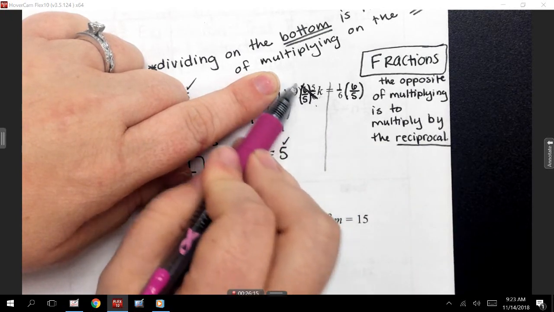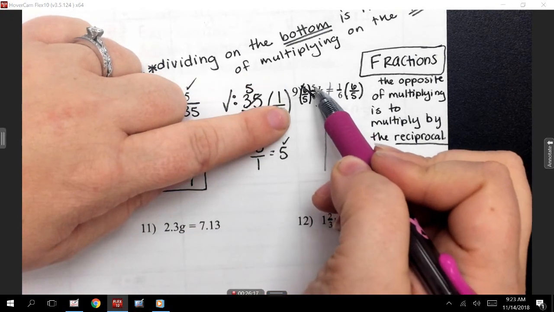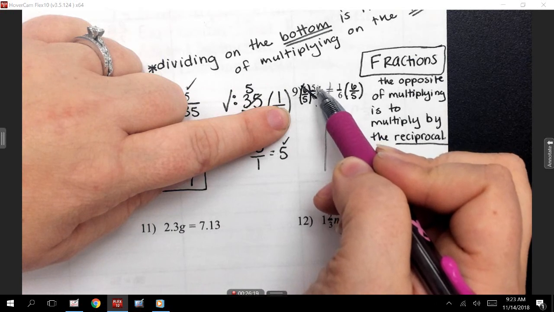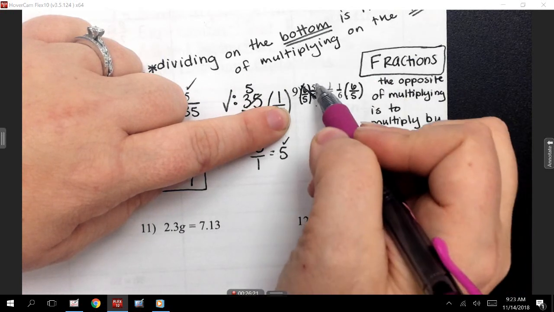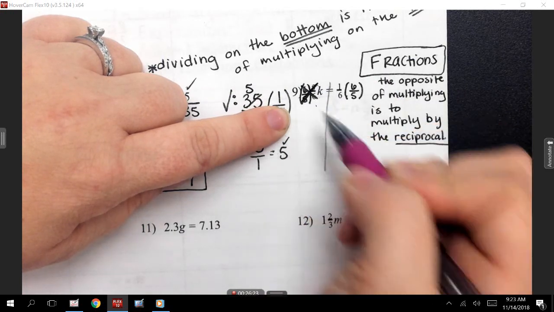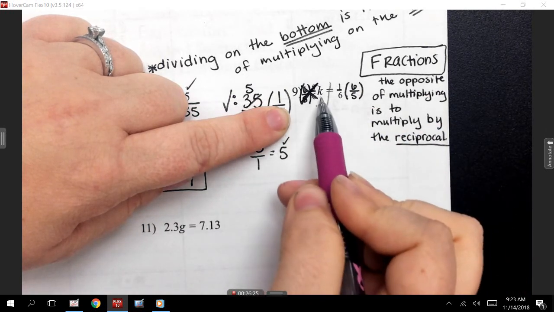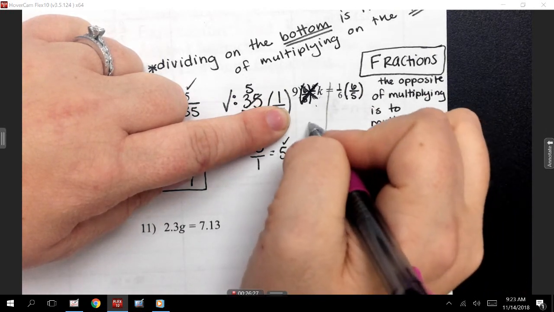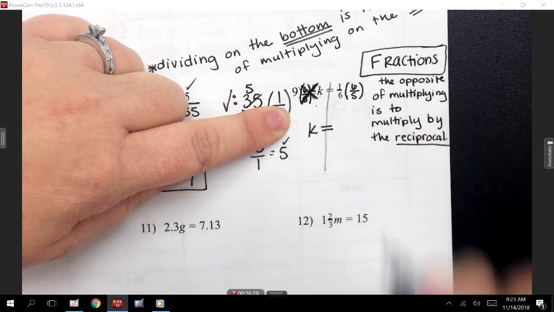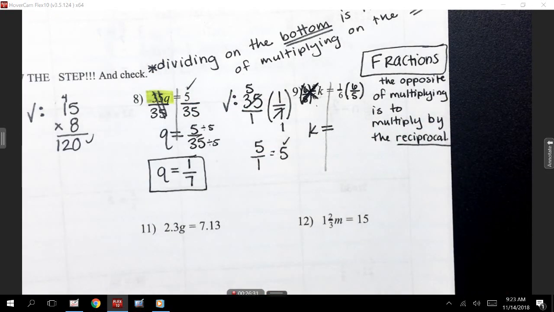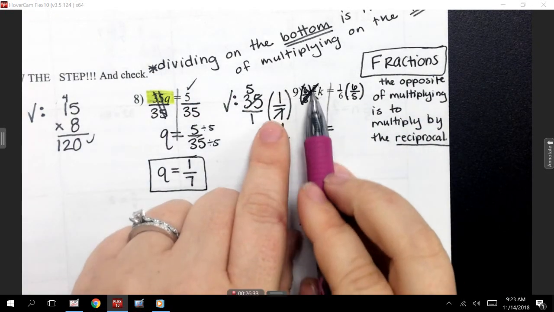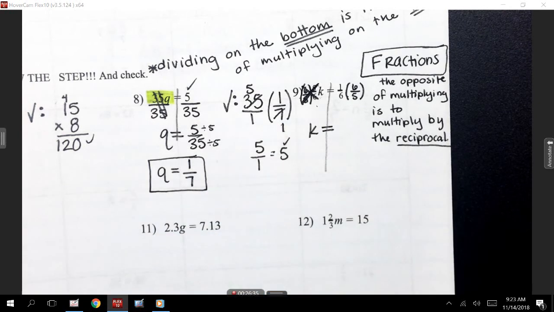Do y'all see what I did just there? All right, and look at the 5. I have a 5 on top and a 5 on bottom. Those are also going to cancel. So what's the only thing left there? K. Isn't that my whole goal? So the whole reason that we're using the reciprocal is because they all cancel out. And then since I used it on that side, we're using it on the other.